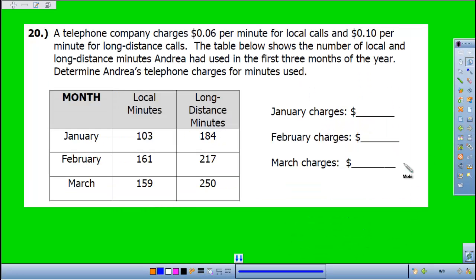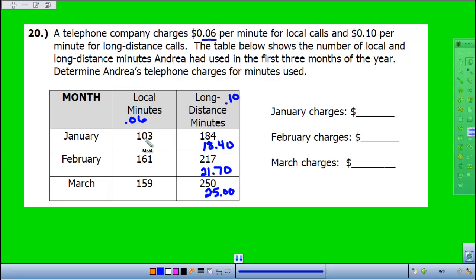And the last problem I'm going to help you with is number 20. It charges 6 cents per minute for local calls, so everything in this column is times by 6 cents. Everything in this column is times by 10 cents, which when we multiply by 10 cents is really easy. We just have to move our decimal back 1 spot. So I know that this one will be $18.40. This one will be $21.70. And March will be $25 for those long distance calls.